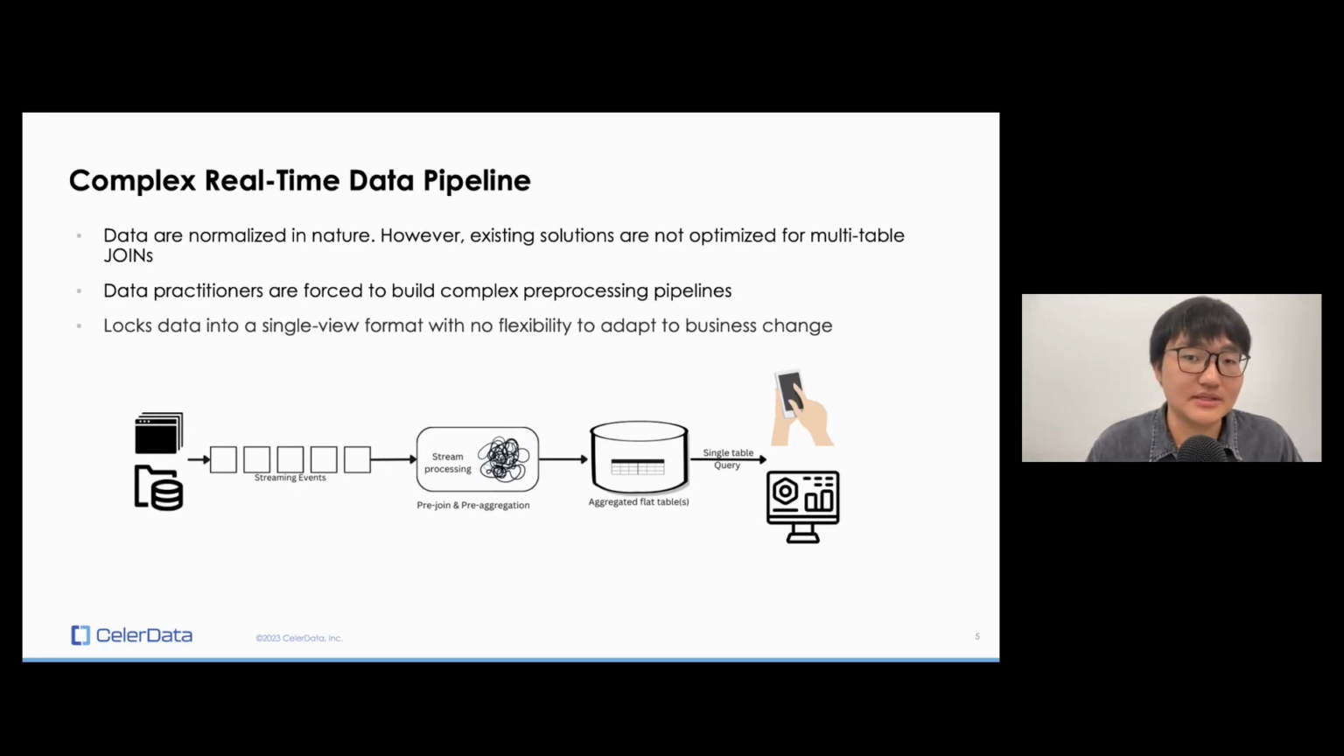And the second reason is it really locks your data into a single view format, right? When you do denormalization, you have to know your query pattern beforehand because you're pre-joining everything into one, right? And it's really difficult to adapt to business change. Let's say changing the data type of a column, or adding a column, you have to reconfigure your entire pipeline and backfill all of your data, right?